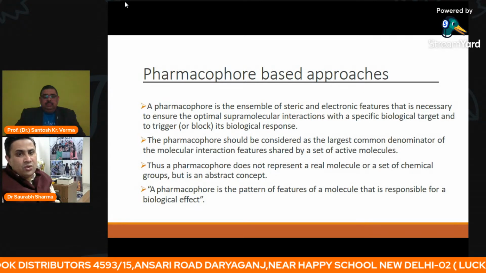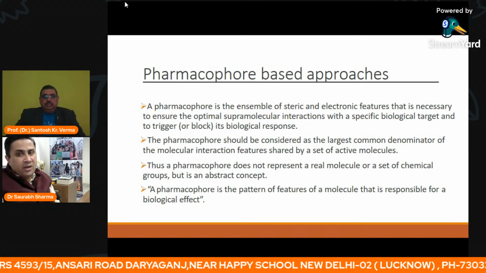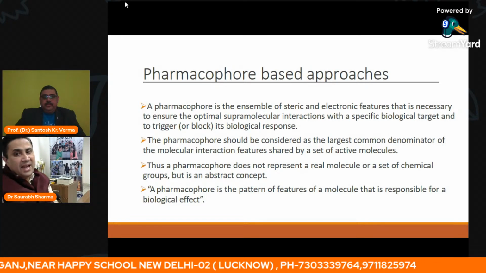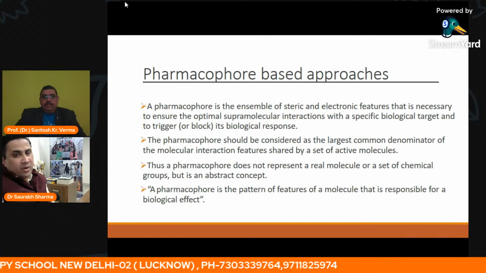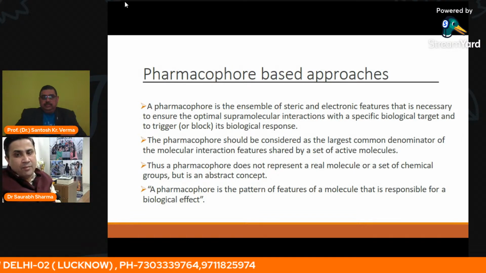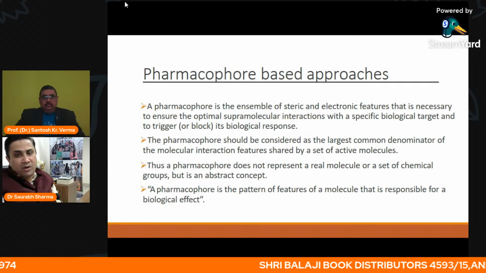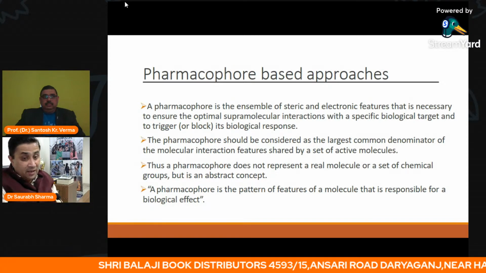So the pharmacophore should be considered as the largest common denominator of the molecular interaction features shared by a set of the active molecule. Thus a pharmacophore does not represent a real molecule or a set of chemical groups, but is an abstract concept. A pharmacophore is the pattern of features of a molecule that is responsible for a biological effect.